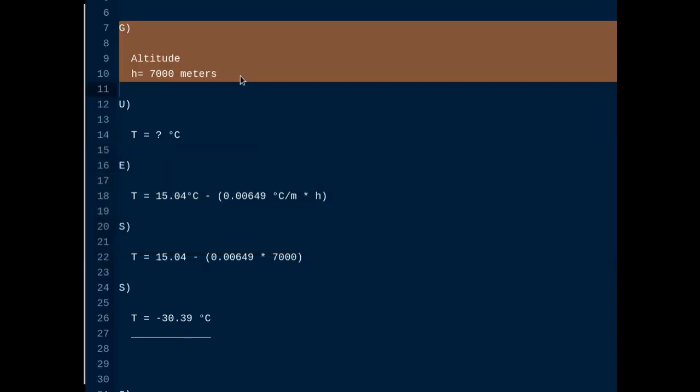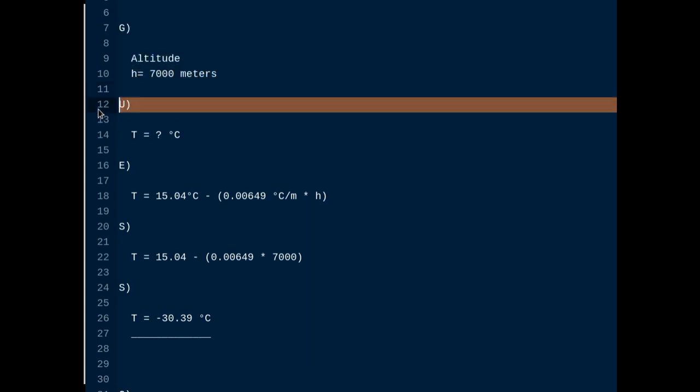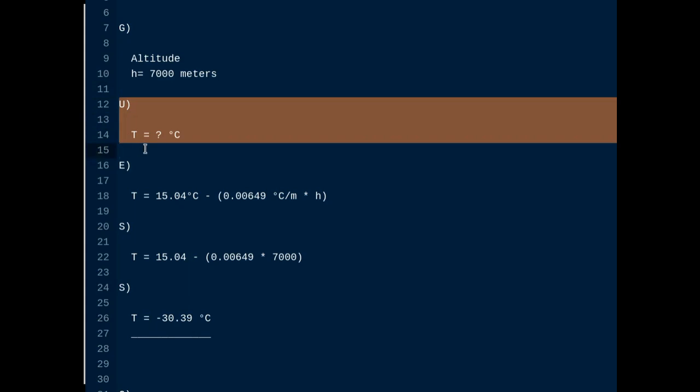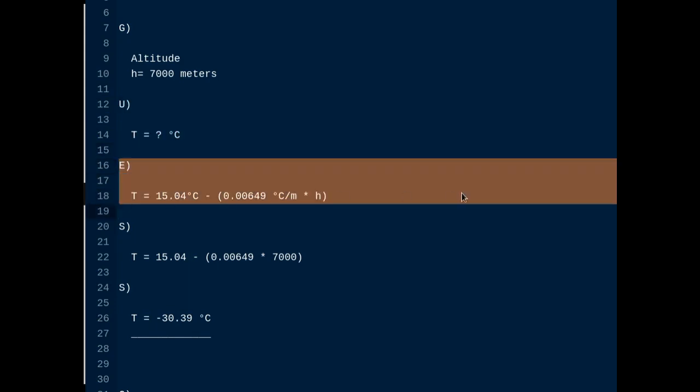So this problem might say something like, if your aircraft is flying at 7,000 meters, what is the temperature? So we only have one value there that's given to us. So write down H equals 7,000 meters, and then our unknown is right here. Temperature is equal to some number of degrees Celsius. Our equation, and I'm using a text editor here to show this, is the standard temperature minus this conversion factor of how many degrees Celsius per meter times the height.